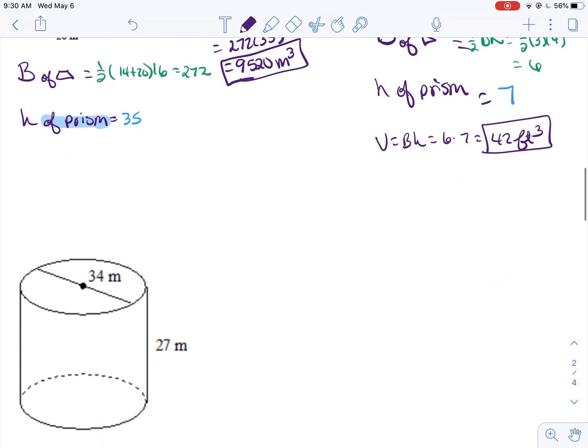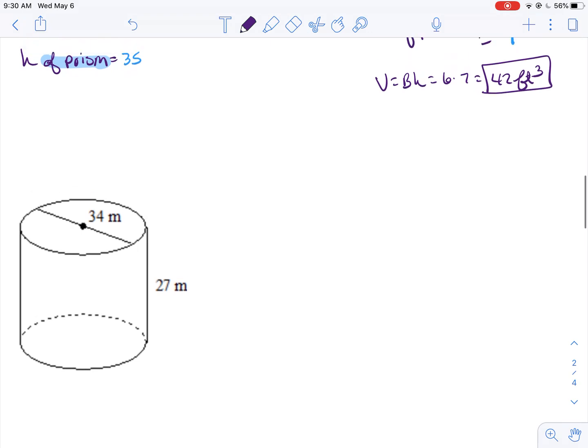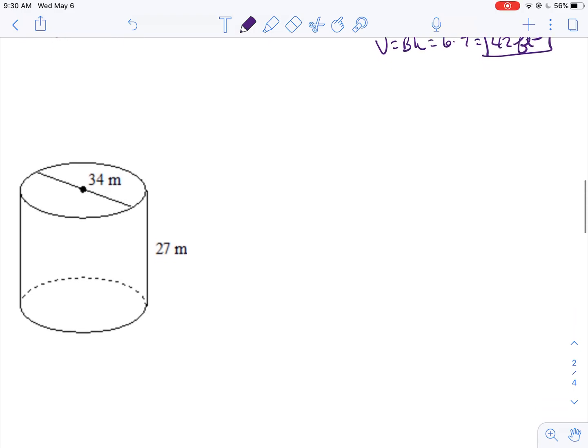Volume, super easy. About the hardest it'll get is like in the last unit when you have a hexagon or something like that for a base, and having to find the area of that hexagon before you can multiply it by the height.